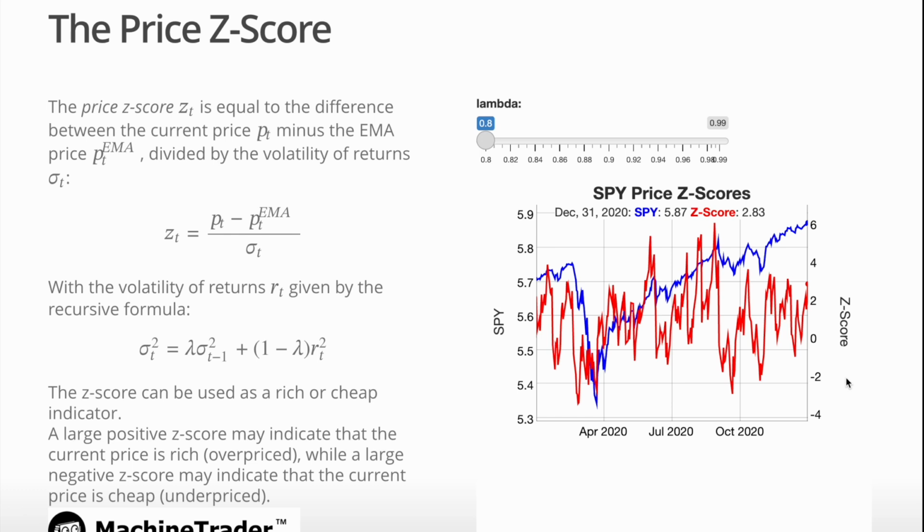So the z-score can actually be used in a trading strategy in which the strategy sells the stock if the z-score reaches some positive threshold value, and buys the stock if the z-score reaches some negative threshold value. So in other words, the price z-score is used not for indicating trends in prices, but for indicating when prices have become cheap or rich.